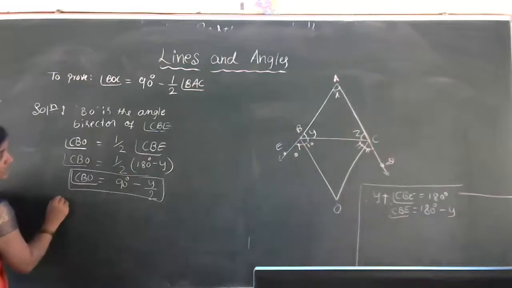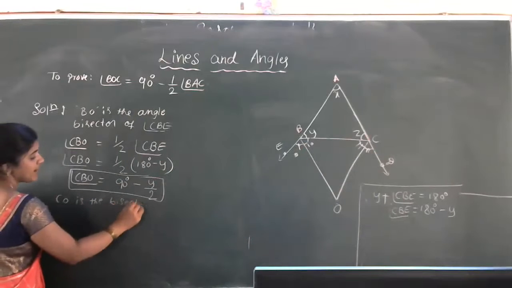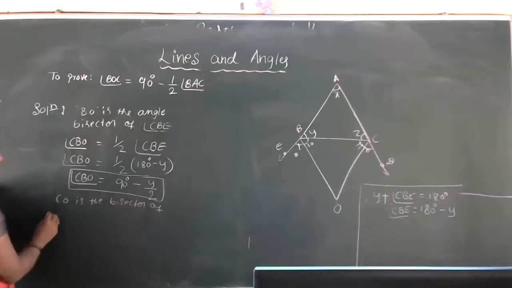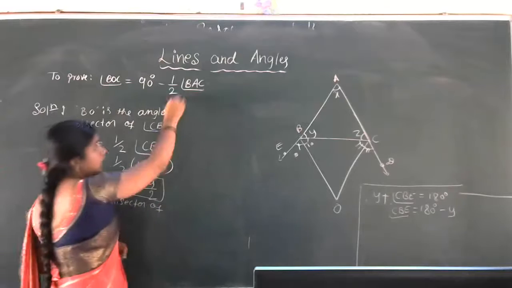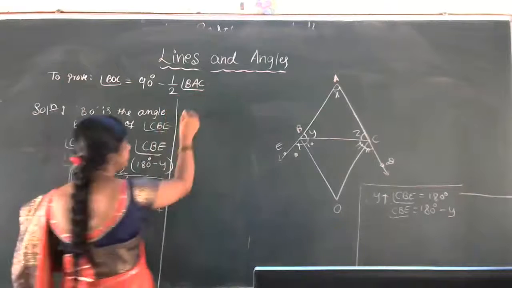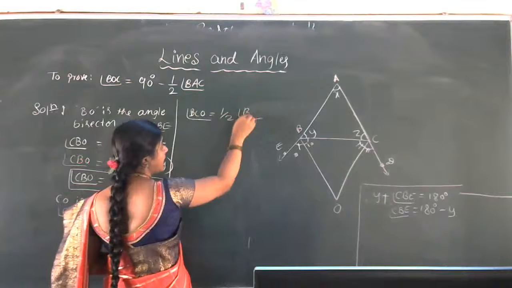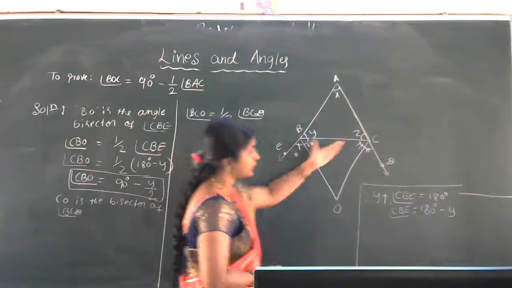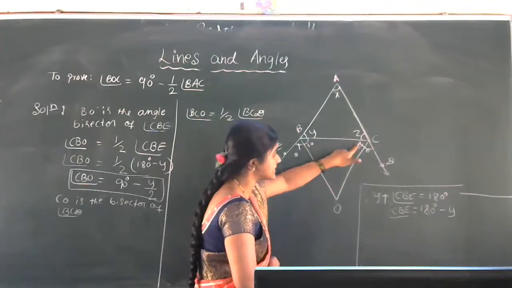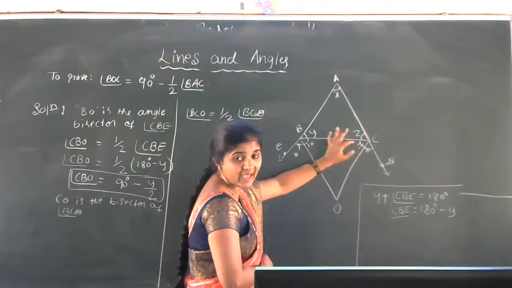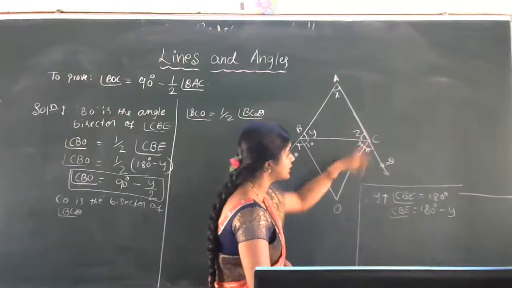Now, CO is the bisector of angle BCD. So therefore, how can we write that one? Angle BCO is equal to half of angle BCD. In the first step I covered one angle. In the second step I am going to cover this angle. Whatever angle is present in the triangle, only that we are covering. So this BCO is half of the total angle BCD.